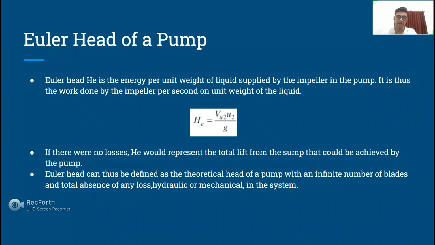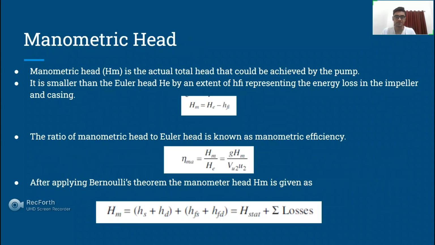That is why this is also called the theoretical head, as certain basic assumptions such as non-existence of circulatory flow and absence of energy losses are made in its derivation. The Euler head can thus be defined as the theoretical head of a pump with an infinite number of blades and total absence of any loss, hydraulic or mechanical, in the system.